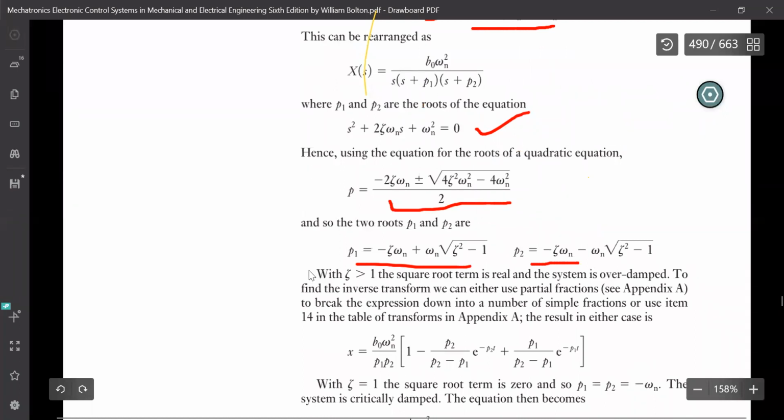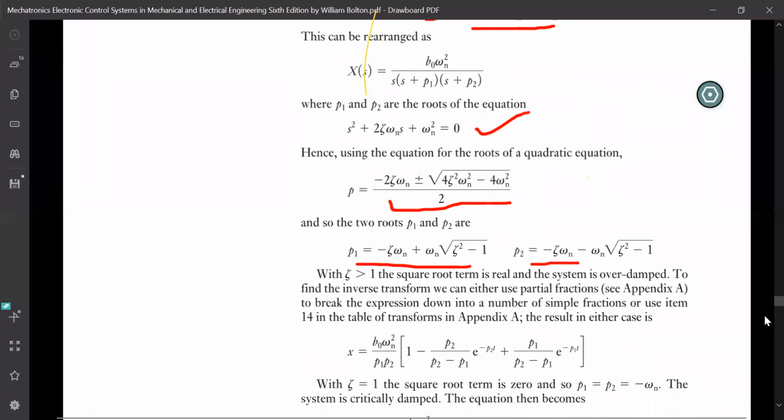Now in the previous class, I told you that in case of different mechanical vibration systems, we have three kinds of systems. When zeta is greater than 1, it is overdamped. When zeta is 1, it is critically damped. When zeta is less than 1, it is underdamped. Because zeta is involved in this equation, we'll be solving our transfer function for the three different cases: the overdamped system, the underdamped system, and the critically damped system.